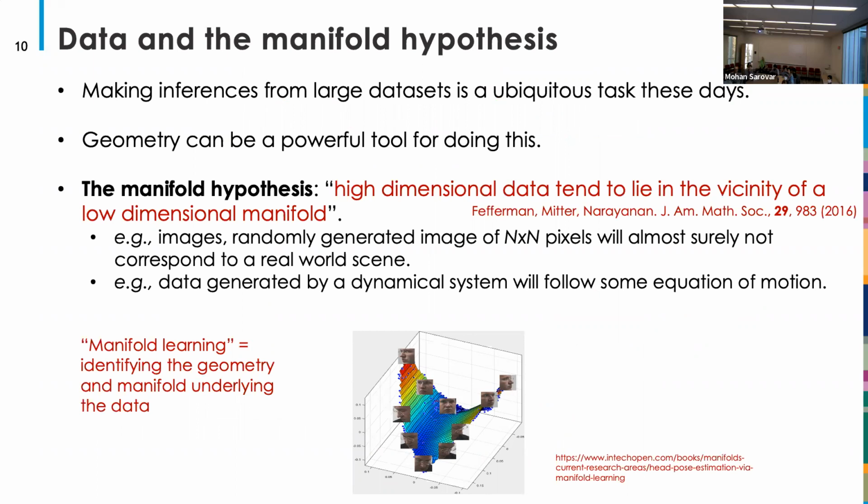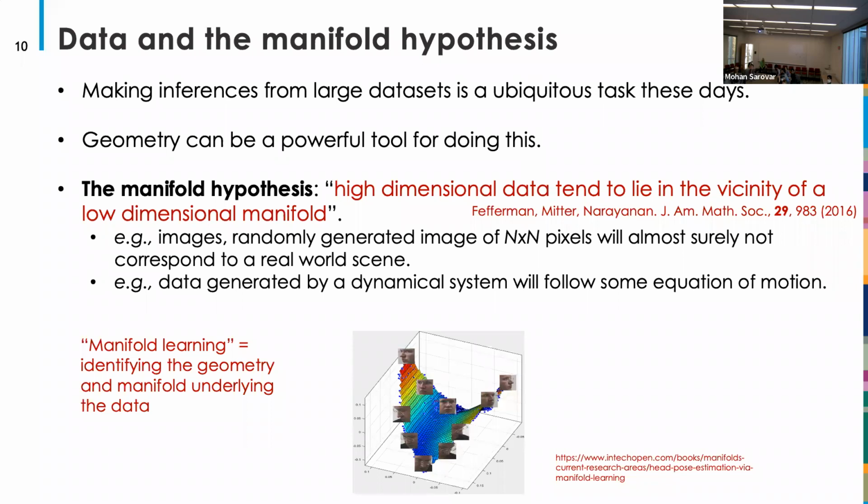Just to set some context here, making inferences from large data sets is almost a mundane task these days. Everybody does it. And one thing that you might not be that familiar with is that geometry can be a really powerful tool for doing this. Why is that the case? The high-level intuition is what's called the manifold hypothesis, which says that high-dimensional data tend to lie in the vicinity of low-dimensional manifolds, especially when you have data coming from things like dynamical systems or natural laws that have conservation principles behind them.